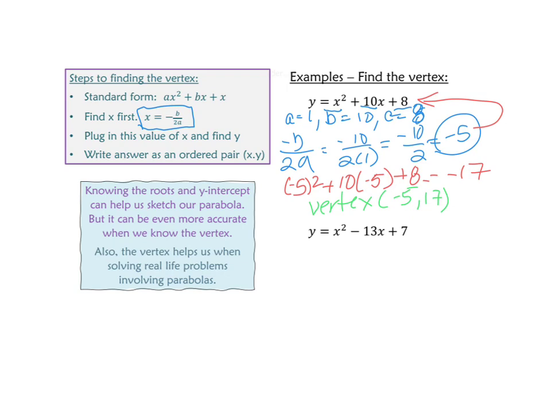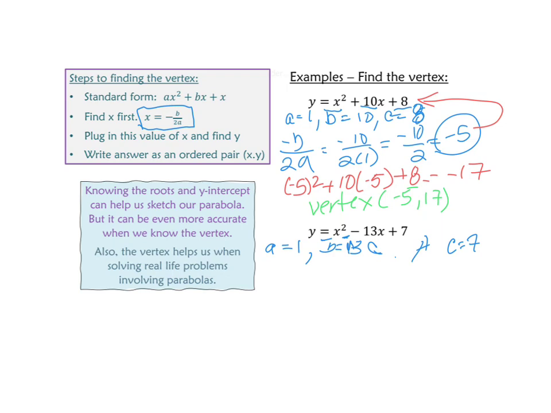How about this next one? Let's see how you can do on this one. Remember, we have to plug in to the formula negative b over 2a. A equals 1 because there's nothing there. B equals negative 13. And C equals 7.